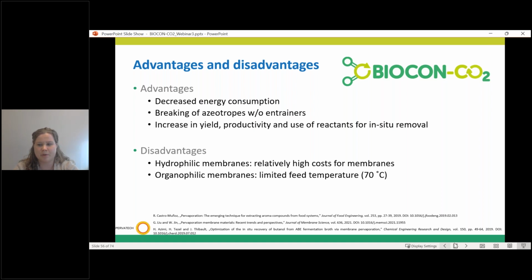There are also some disadvantages to pervaporation. For hydrophilic pervaporation, this is mostly the relatively high cost to produce these membranes. And for organophilic membranes, even though these are relatively cheaper, as these are polymeric, they have a lower thermal stability, for which these are limited in feed temperature, resulting in a lower flux, and thus more membrane area would be required.